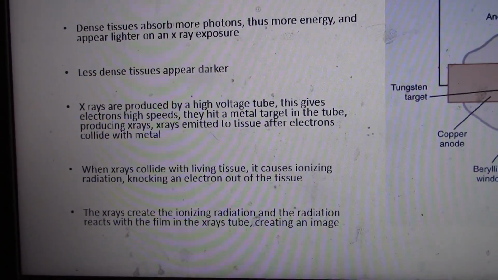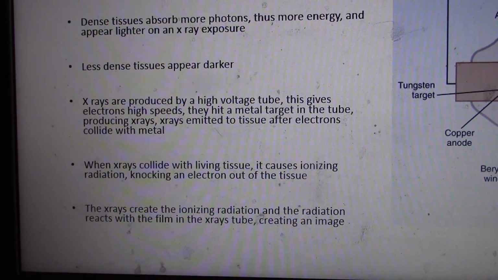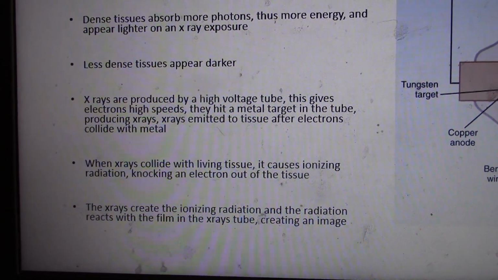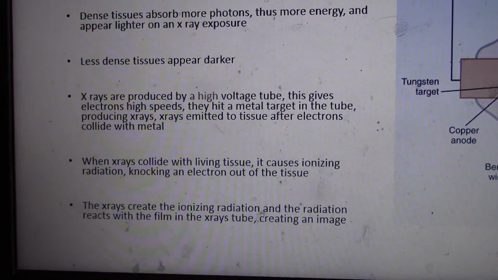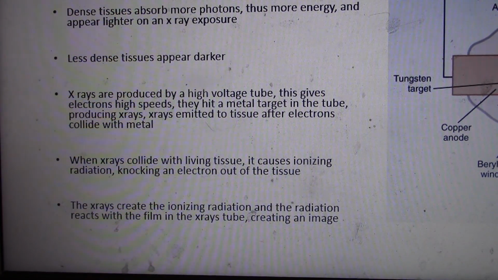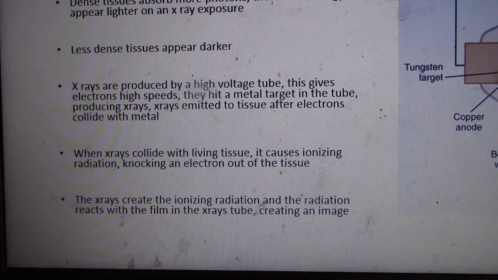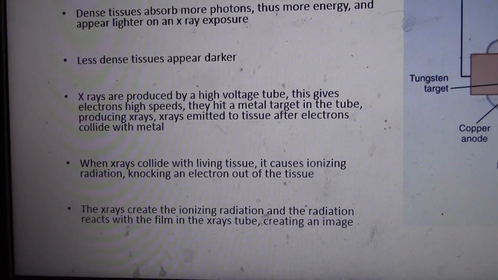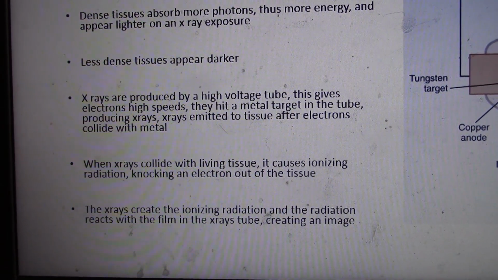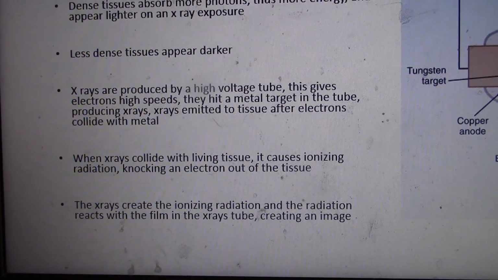So X-rays are produced by a high voltage streaming tube. What it'll do is basically create a stream of electrons. They're moving at nearly the speed of light. They hit a metal target. And as the electrons hit that metal target, they displace electrons in the metal, and that produces X-rays. And then the X-rays are streamed through your tissue.